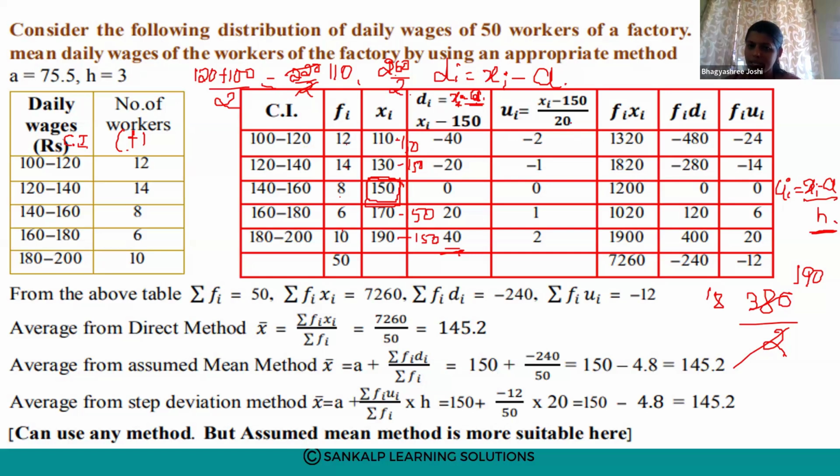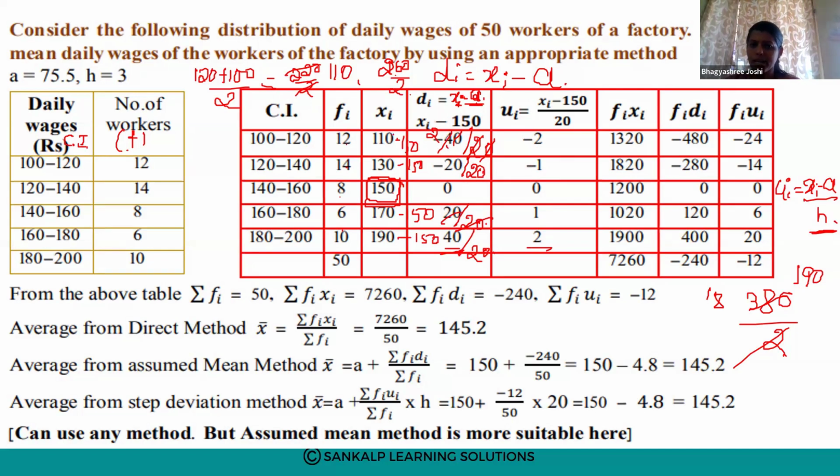Next, the Xi minus A value is minus 40, divided by 20. The 2 will get cancelled, 2 ones are 2, 2 2s are 4, so that is minus 2. Minus 20 divided by 20 gives minus 1. Here you will get 0. Here 20 divided by 20, that is 1. 40 divided by 20, that is 2. Okay, this is about the Ui. Ui can be calculated by Xi minus A divided by H. Remember.